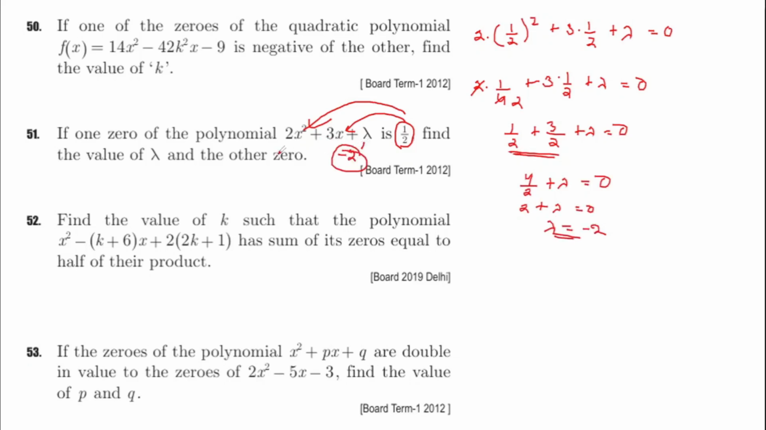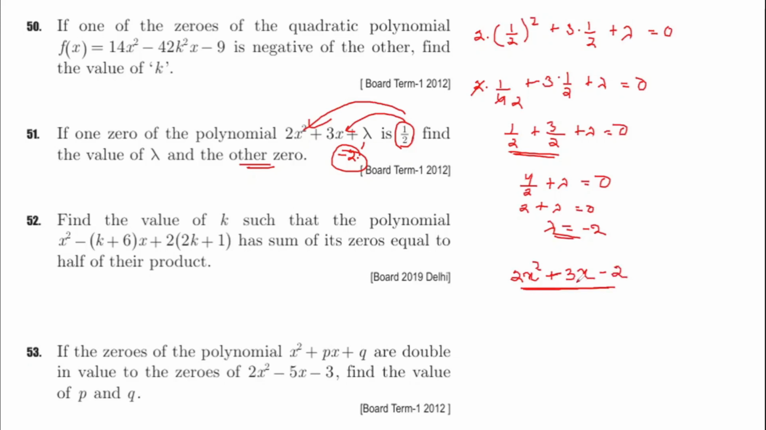But the question is not over yet. Now we need to find the other zero. Now if we put lambda is equal to minus 2, then what will the polynomial become? Now the polynomial will look like this, 3x, and in place of lambda we put minus 2. Now what you have to do? Factorize this polynomial so as to get the zeros.